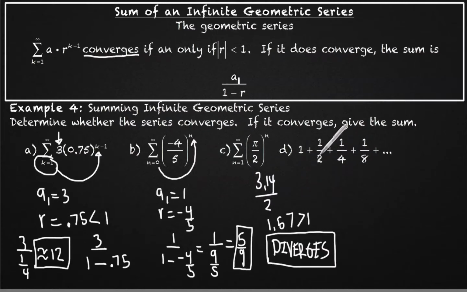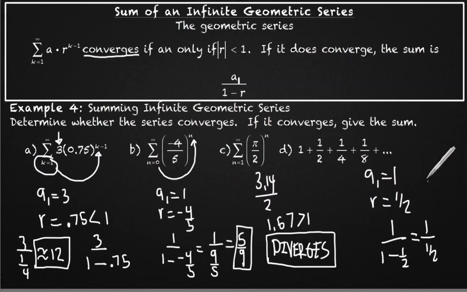All right. And then part D, you have 1 and then 1/2 and then 1/4 and then 1/8. So you can see that the A1 is 1 and the R is 1/2 because that's what you're multiplying by to get the next number. So we know it's going to converge. So we plug it into our formula. We have 1, which is A1, over 1 minus 1/2. And that's going to give us 1 over 1/2, which is going to converge to 2. So you'll say it just converges to 2. And that's what you'll say.